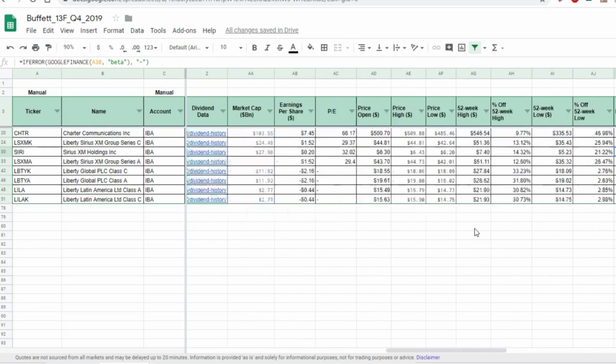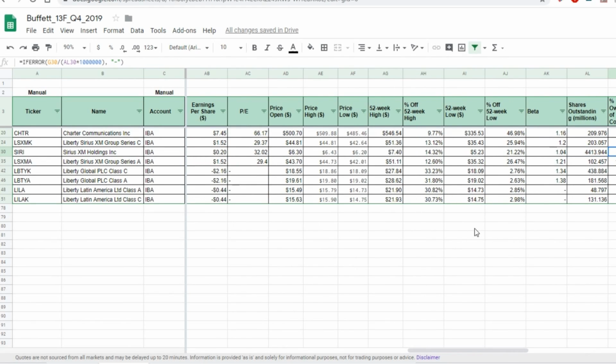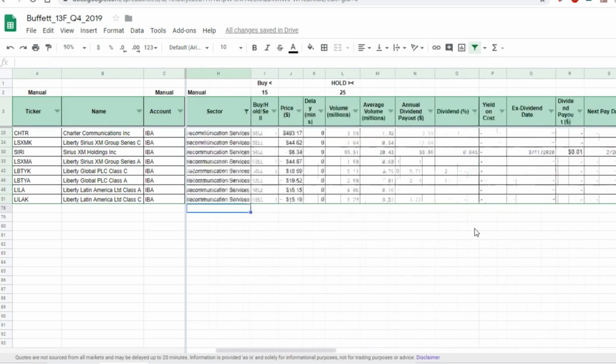But he does own a substantial amount of all these. SiriusXM on its own is 3%, but with Liberty SiriusXM group, C class shares, A class shares, and some of these others, he's got about 14-15% in, and some of these others he's got 5.5% in. So relatively interesting to see that.